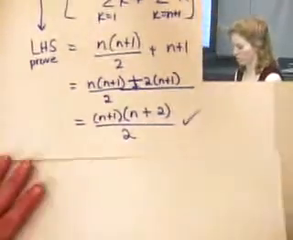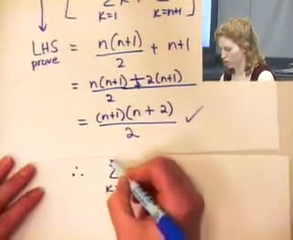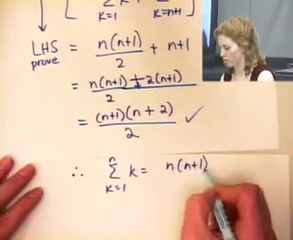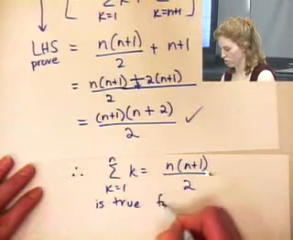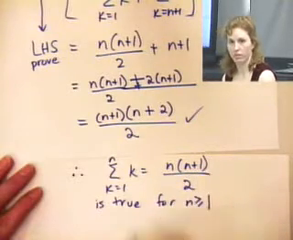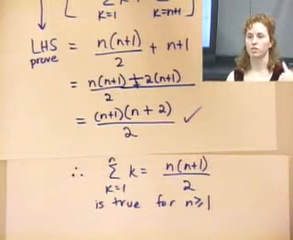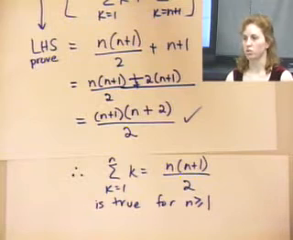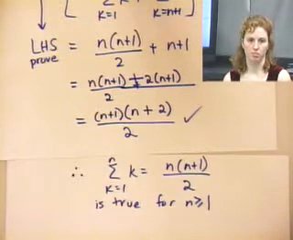So therefore, the summation k equals 1 up to n of k equals n times n plus 1 all over 2 is true for n greater or equal to 1. Because I did prove my basis and I proved my inductive step. If I do both of those, it's proof for all integers past my starting point.